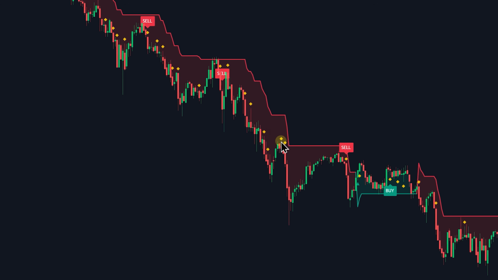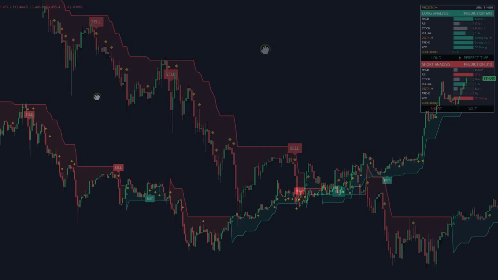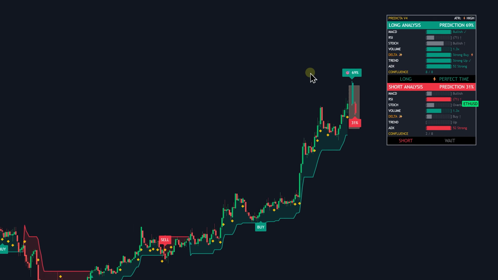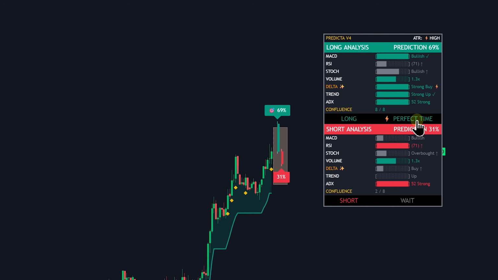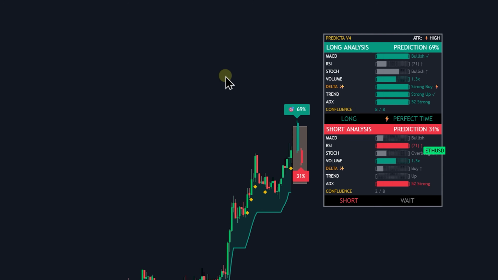Now, these yellow diamond markers are actually called perfect time signals. The perfect time signal adapts to market strength using ADX-driven adjustments, meaning in a strong trend where the ADX is above 25, the indicator may lower the required prediction percentage to allow for more aggressive entries, while at the same time requiring more conservative or higher percentages during weaker or ranging trends.